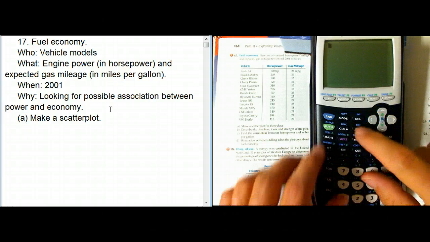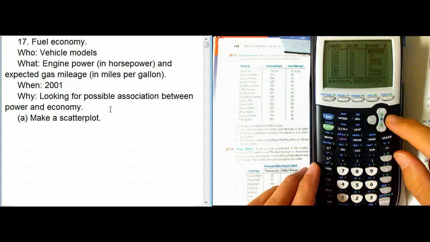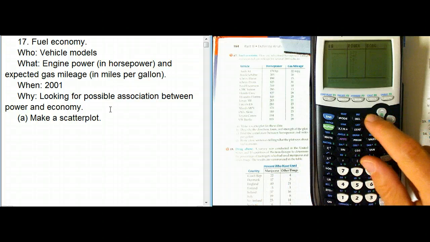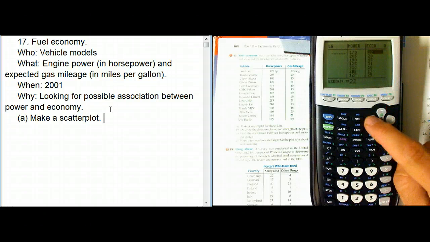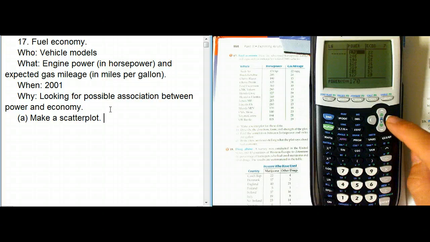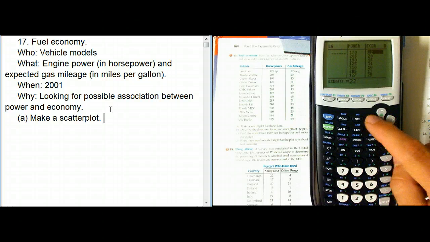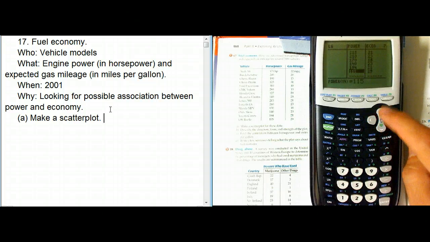What I did is stat edit. I went over from L1 and all that stuff. I went over far enough to get to blank lists on the top, and I've got power for the horsepower and econ for the miles per gallon, the fuel economy. And I've put in the data, 14 pieces of data for each.